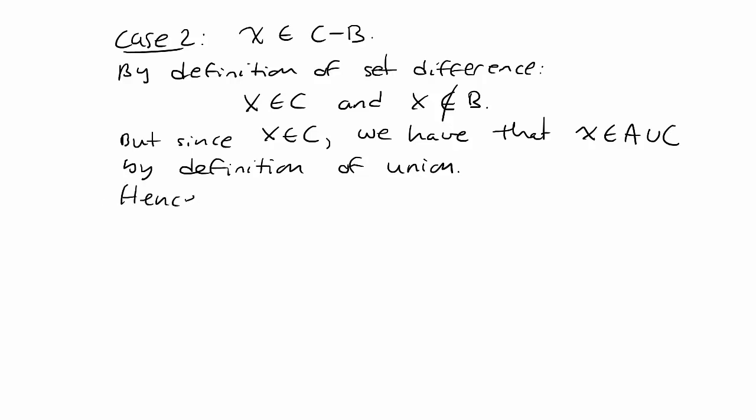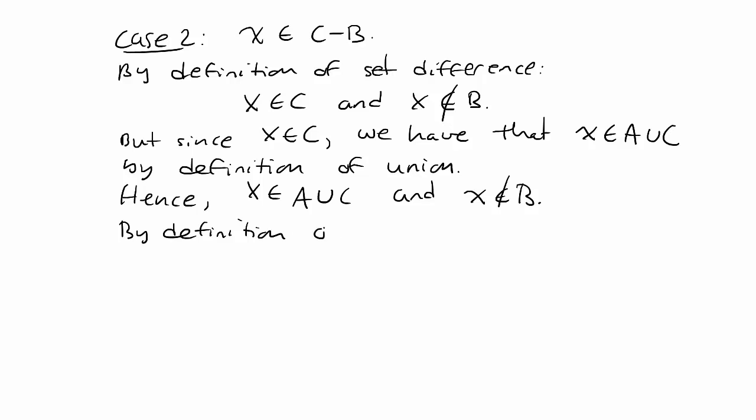Hence, X is in A union C, and X is not in B. By definition of set difference, X is an element in A union C, set difference B. Okay. Still in part 1.